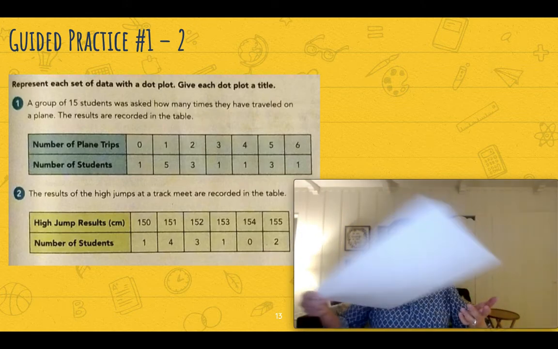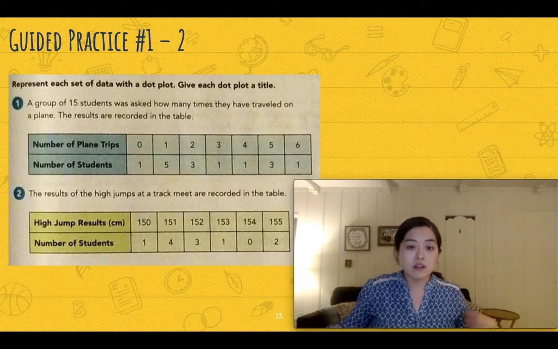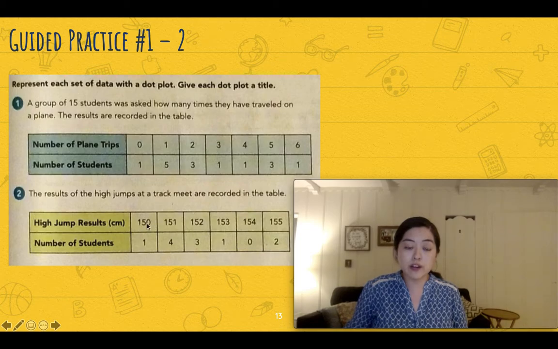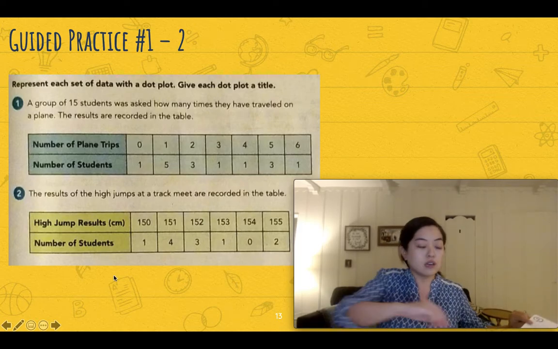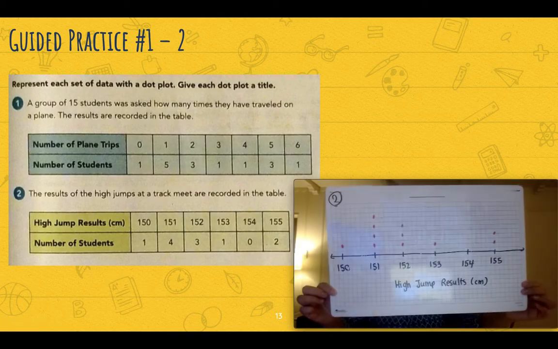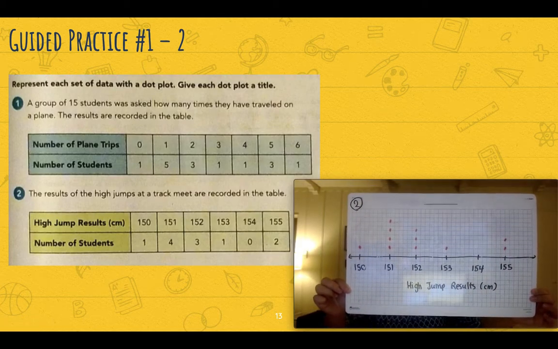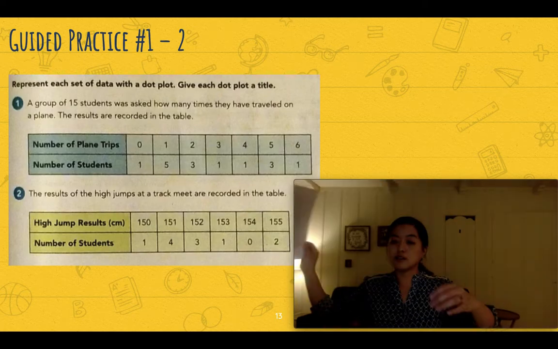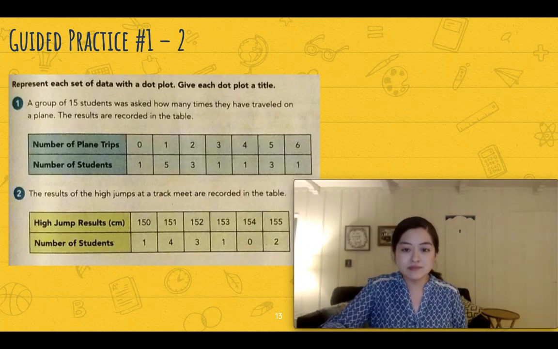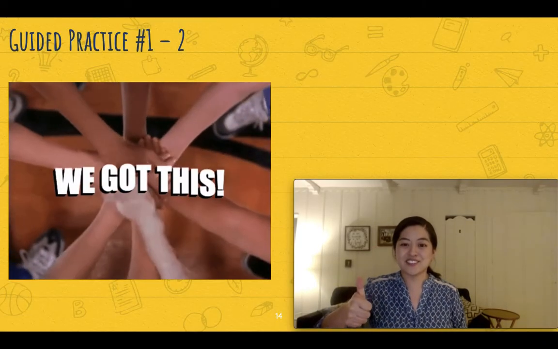Alright, and then for number two, on your number line, you're going to write numbers between 150 through 155. And you're going to draw dots accordingly here. Each dot represents one student. And so it should look something like this. You got this.